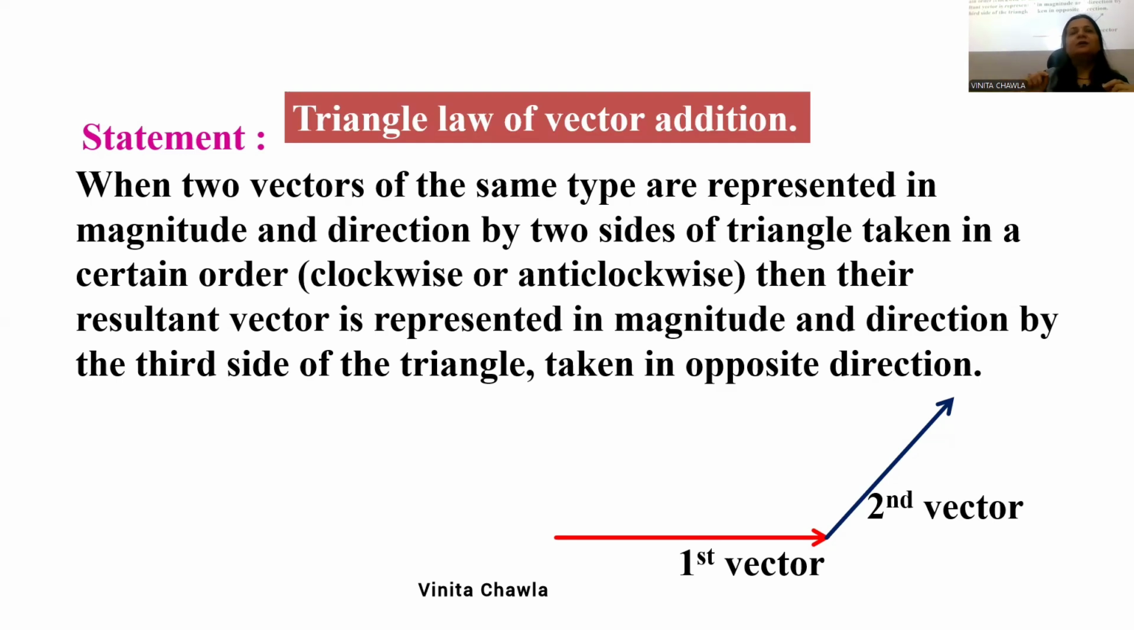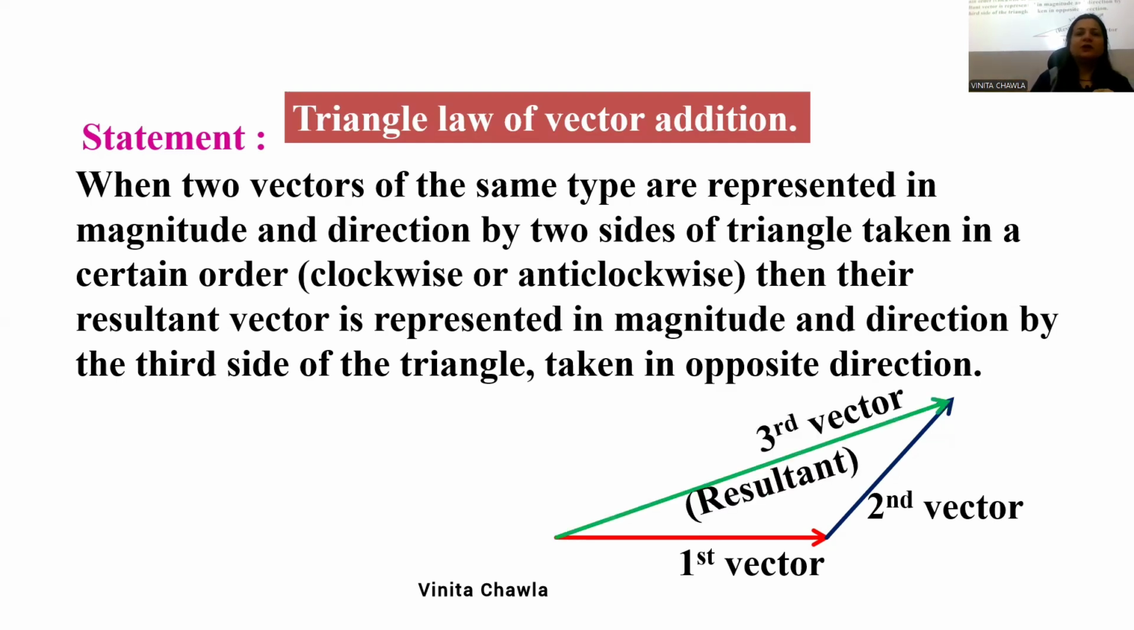Then we apply the triangle law of vector addition. What do we do in this law? We focus on the starting point of the first vector and the ending point of the second vector. Arrowhead of the second vector and starting point of the first vector, we join these two points. Okay. And this shows the resultant vector. This third vector is the resultant vector of the given vectors, first vector and second vector.